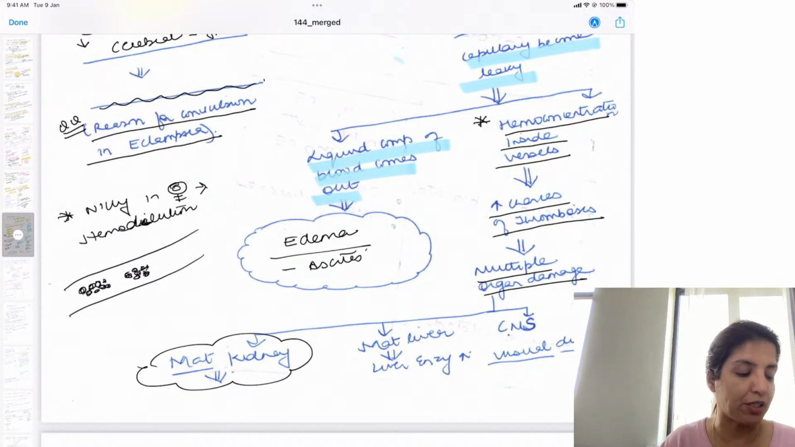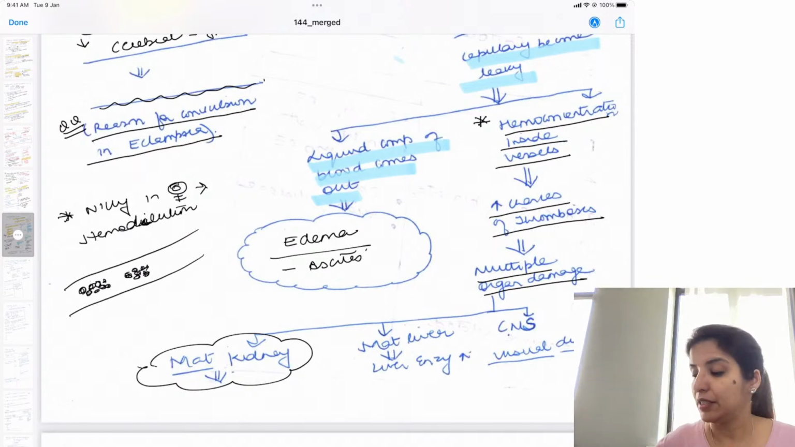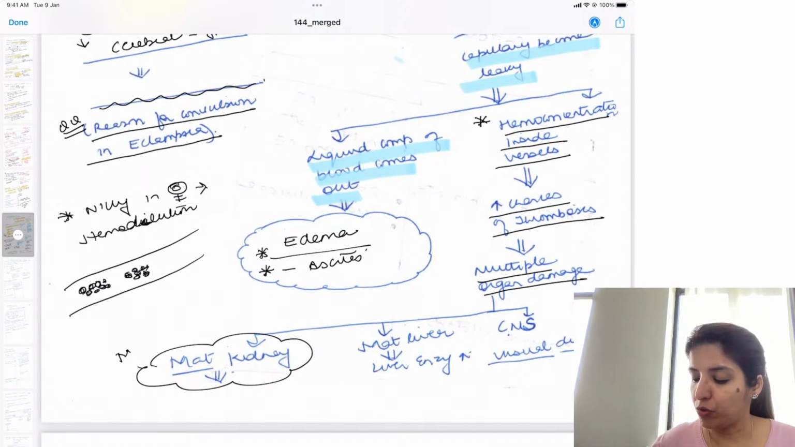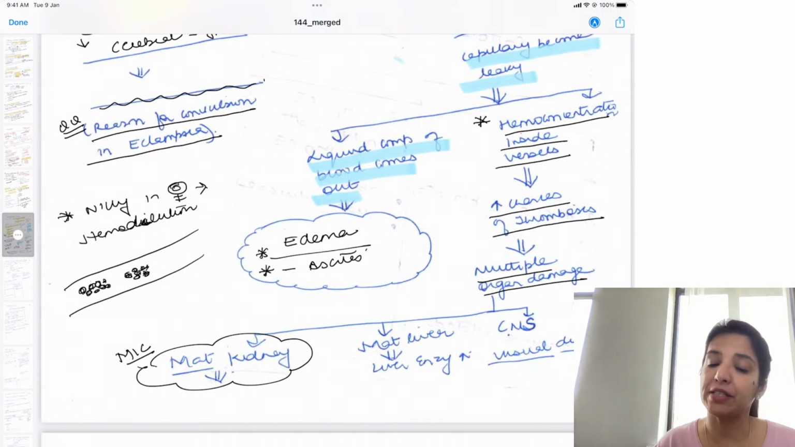This is going to happen in third space. Third space fluid collection is going to happen. Okay. Now, the most common organ which is involved will be kidney.